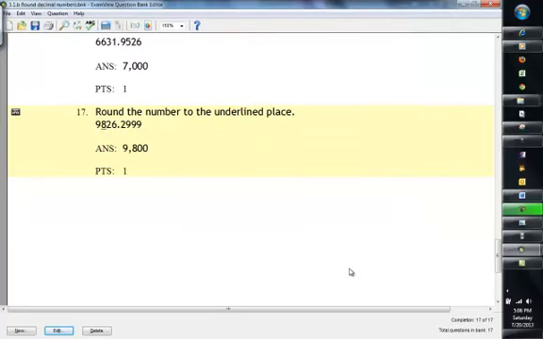This is the learning objective 1.1.B, rounding decimal numbers.